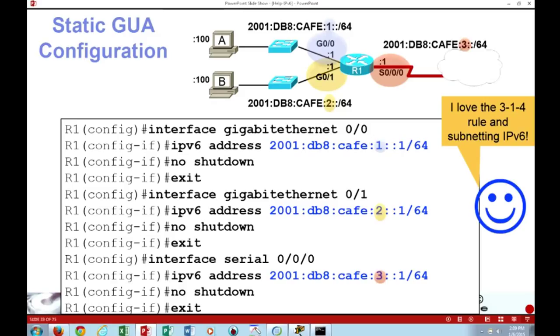I'm going to use that here, the double colon. And let's say I put a 1 here for an interface, /64. Now, this is 48, so we have 16 bits in here. I'll do it in hex. That is part of the subnet ID. Does that make sense? So if you don't subnet, then you just use all zeros.